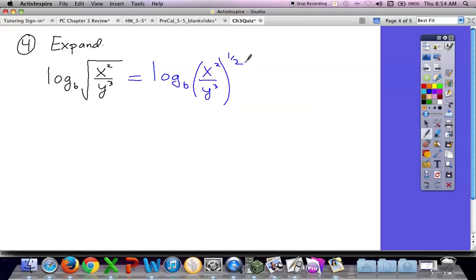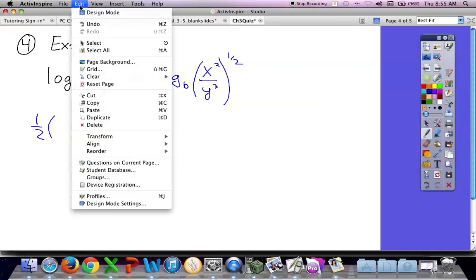Okay, now, you could use properties of exponents at that point to simplify. You could say x squared to the 1/2 is x. y to the third to the 1/2 is y to the 3/2. Or you could just pull that to the front first. I think it was more likely that you tried to do that. The ones who kind of got this far pulled this to the front and made it like 1/2 times.